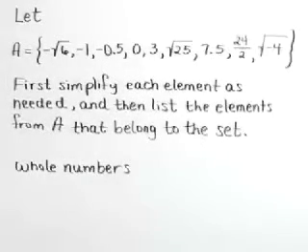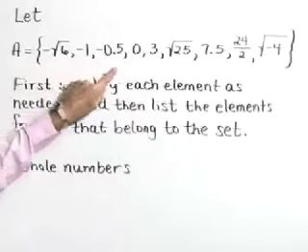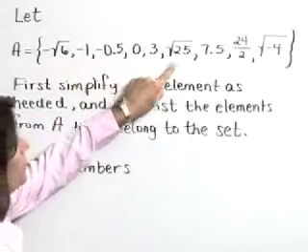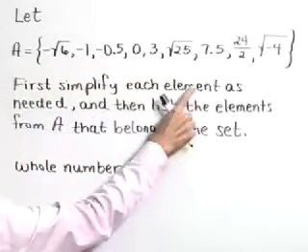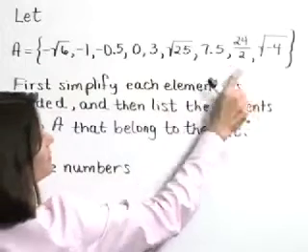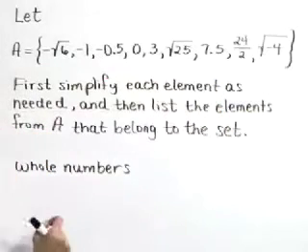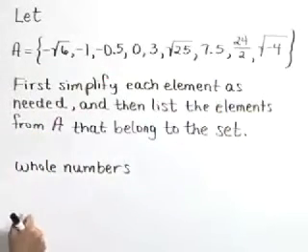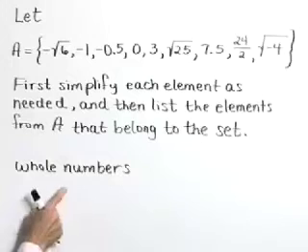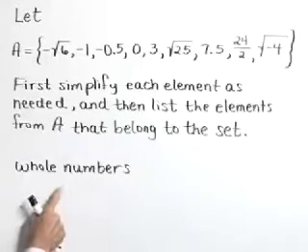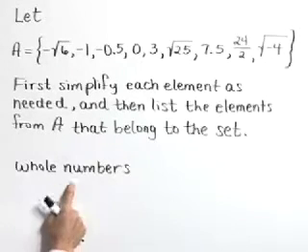Let A equal the set negative square root of 6, negative 1, negative 0.5, 0, 3, square root of 25, 7.5, 24 halves, and a square root of negative 4. First, simplify each element as needed, and then list the elements from A that belong to the set of whole numbers. Now remember that the set of whole numbers starts with 0.